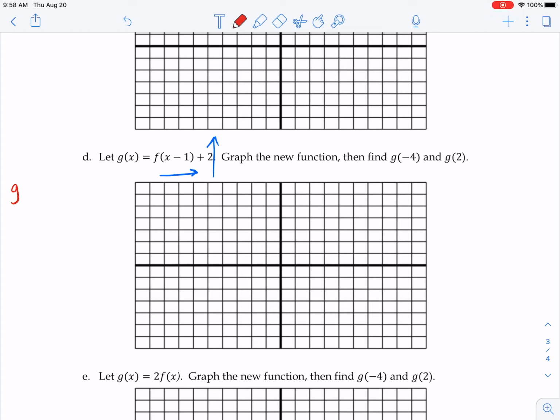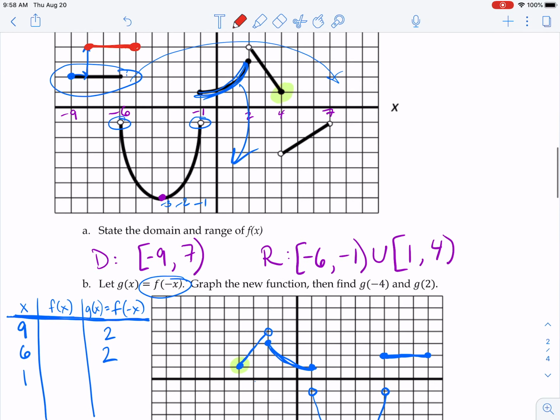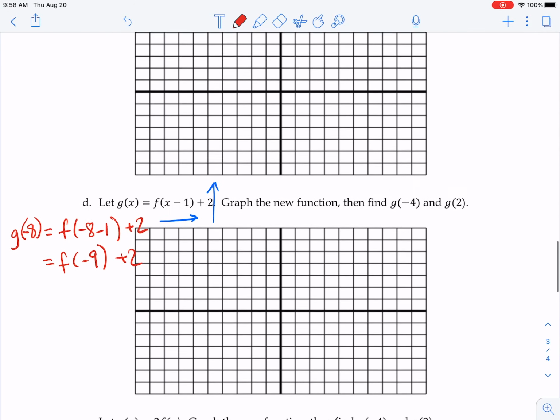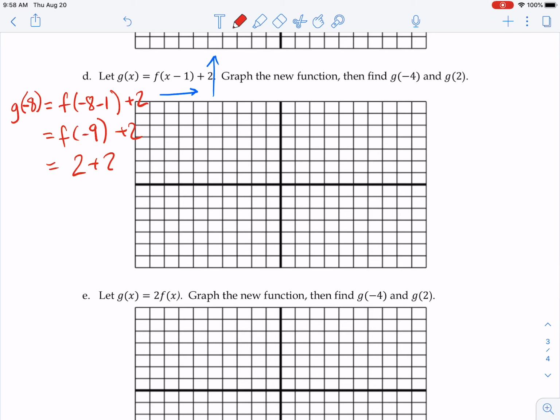Another thing that you can do is say, okay, well, g of -8 would be equal to f of -8 minus 1, plus 2. So g of -8 is equal to f of -9 plus 2. Well, f of -9 is this point right here, which was positive 2. So this is positive 2 plus 2, which is equal to 4. So that's how I know I have the point -8, 4. And that's how I would algebraically get that point.